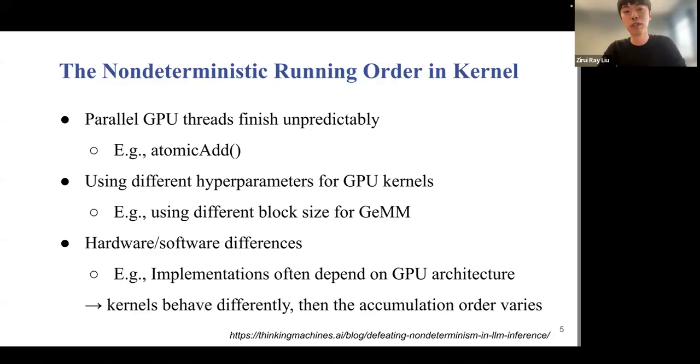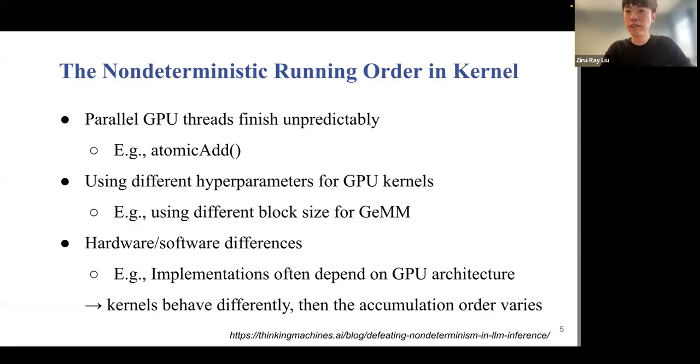I can briefly talk about several reasons. The first thing is that GPUs are doing parallel computing, right? Usually, in some cases each GPU thread writes to the same address, and GPUs use the atomic add hardware primitive to do this operation. So you cannot predict which GPU thread finishes early, and you cannot control the order of the floating point arithmetic in this case.